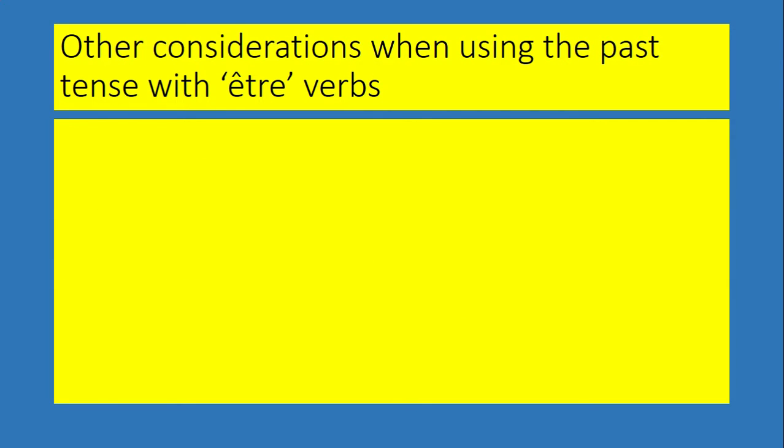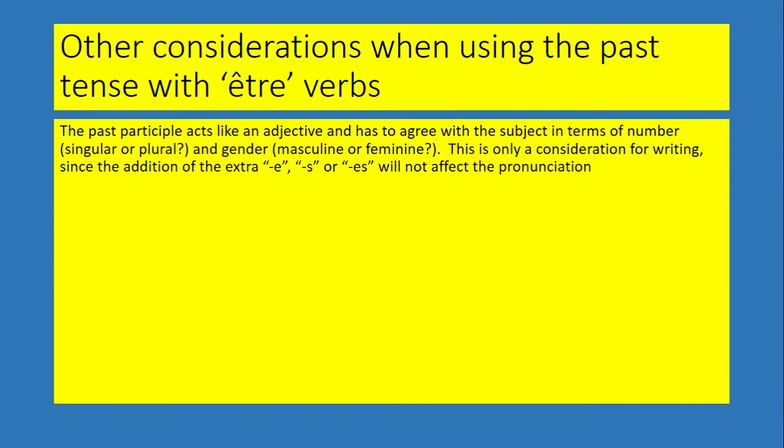Other considerations when using the past tense with être verbs are that the past participle is like an adjective. Remember that French adjectives have to agree with the thing they're describing, both in terms of number, so singular or plural, and also they need to agree in terms of gender, so is what they're describing masculine or feminine. So that means you might need to add an extra e, add an extra s, or an extra e and an s.